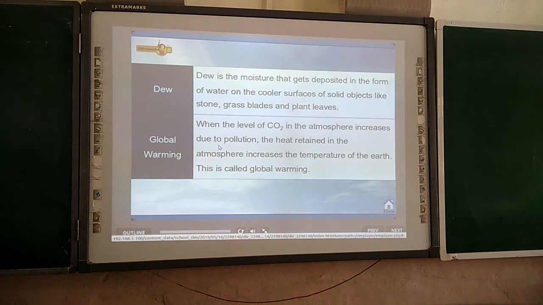And dew. Dew is the moisture that gets deposited in the form of water on the cooler places, solid objects like stone, grass beds, and plant leaves. Whereas global warming, when the level of CO2 in the atmosphere increases due to pollution, the heat retained in the atmosphere increases the temperature of the Earth. This is called global warming.